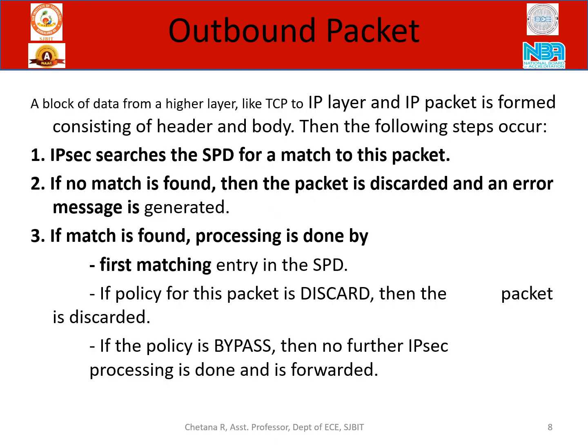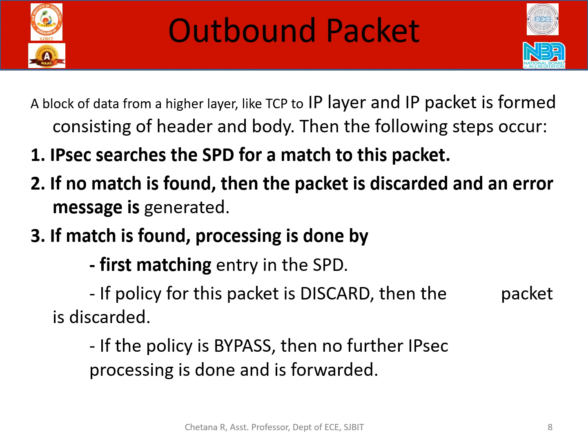What exactly do outbound packets mean? A block of data goes from a higher layer like TCP to the IP layer, and an IP packet is formed consisting of a header and body. We have already discussed this from the block diagram. IP security searches the SPD for a match to this packet. If no match is there, it is discarded. If a match is found, processing is done.